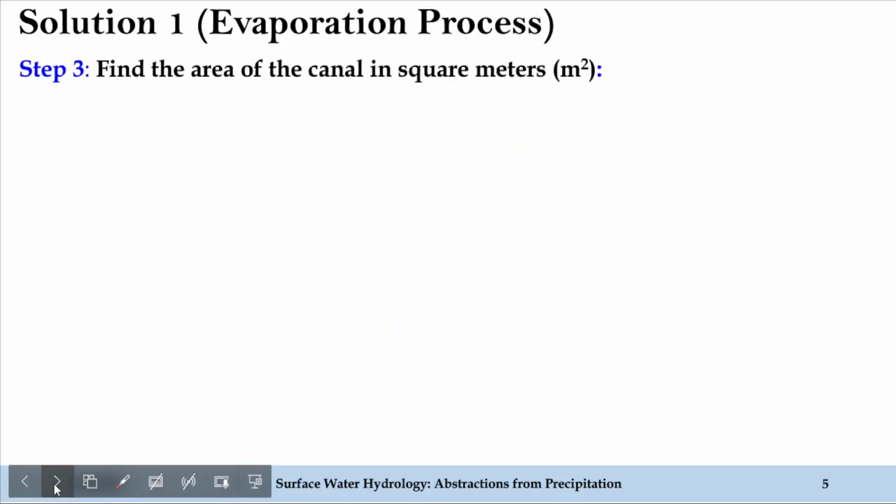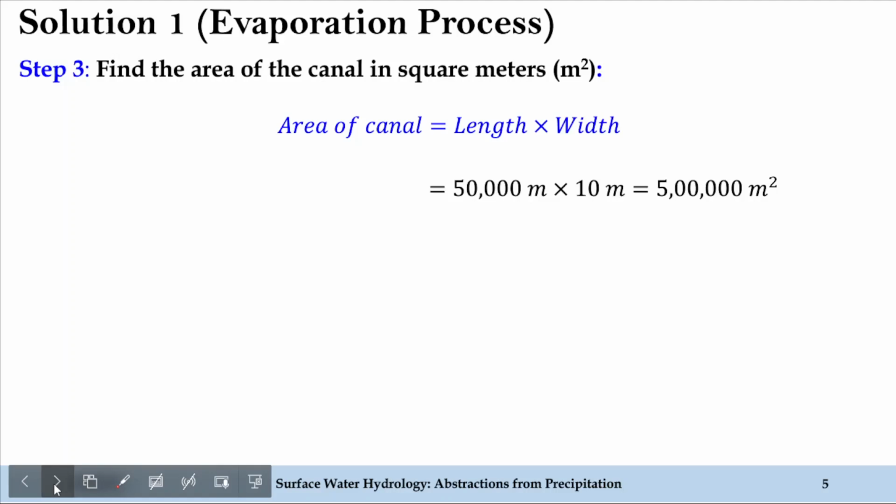Taking our calculations forward, in step 3, we need to find out the area of the canal in square meter. And we know that both the length and width are provided in the problem, which is 50,000 meter. Initially in the problem, it was given in the units of kilometer. So 50 kilometers is nothing but 50,000 meter, and that is multiplied with the width of the canal, which is 10 meter, and we get 5 lakh meter square as the area of canal.